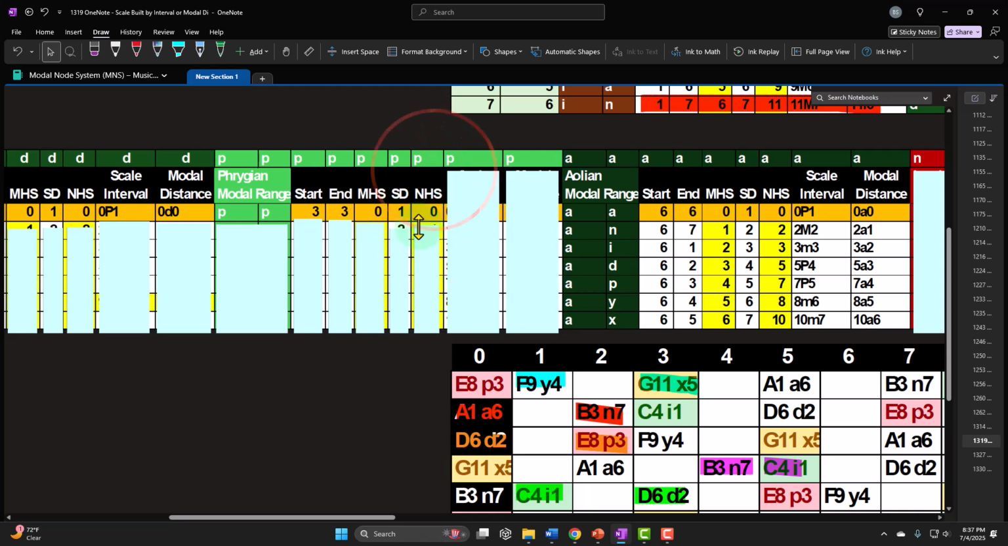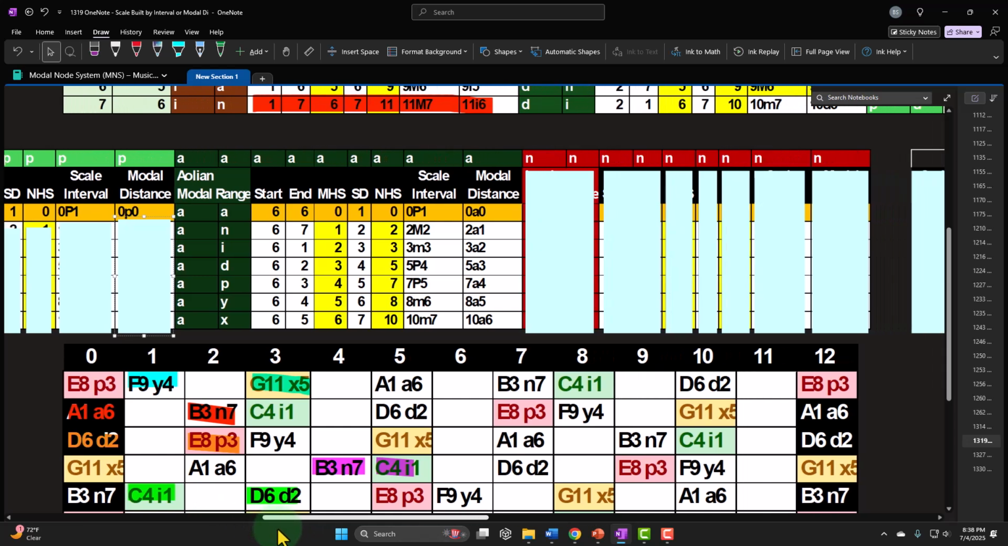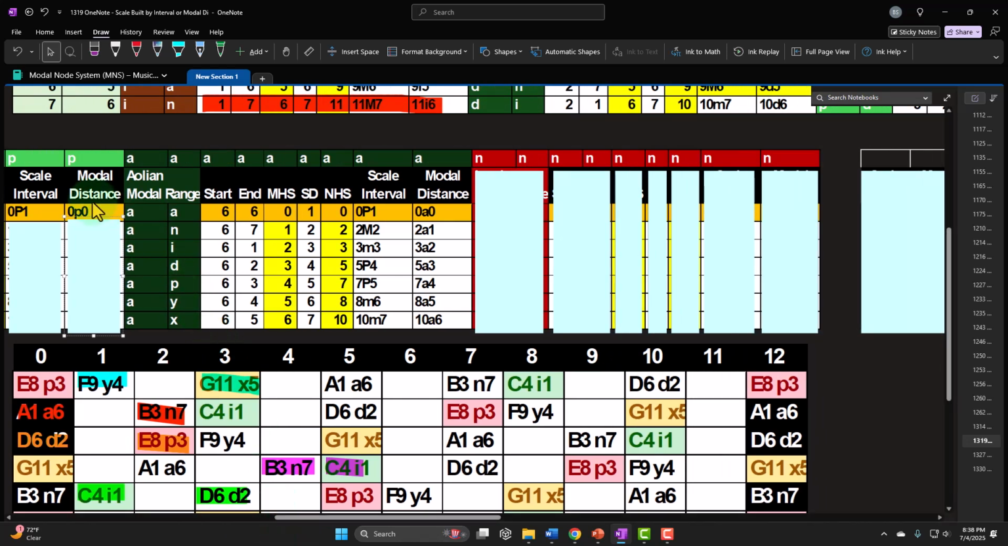First scale degree, we would call that 0 note half steps. We would say the distance is a 0 note away perfect first. If you use the less accurate name, I'd rather call it a 0 note away from the Phrygian mode, zero modal half step. From the Aeolian, it would be going from 6 to 6, 0 modal half step, 0 note away perfect first, 0 note away from the Aeolian, 0 modal half step.